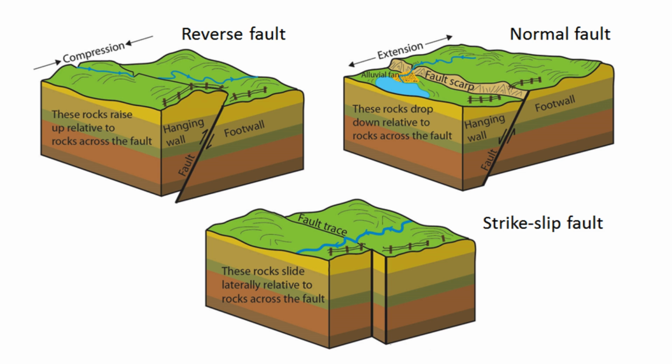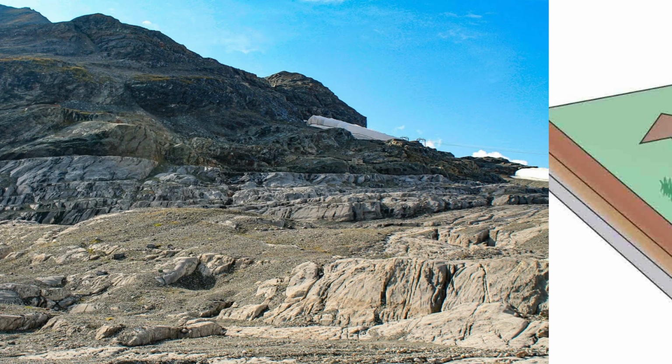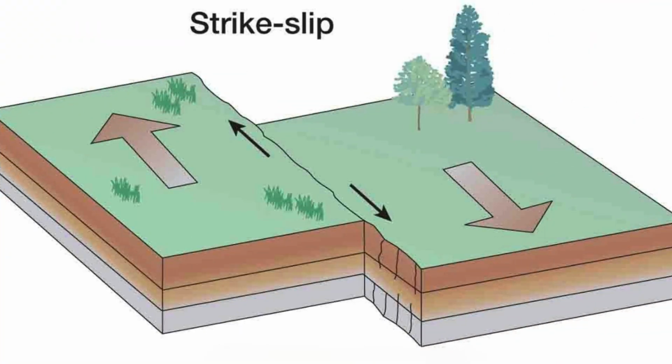In contrast, reverse faults, including their steeper cousins known as thrust faults, form under compressional stress. Here, one block is pushed upward over the other, shortening and thickening the crust. These faults are frequent at convergent plate boundaries and are responsible for the uplift of mountain ranges such as the Himalayas or the Andes.